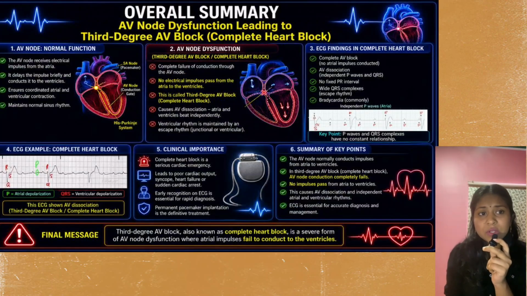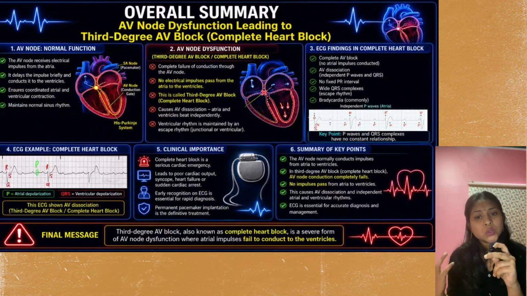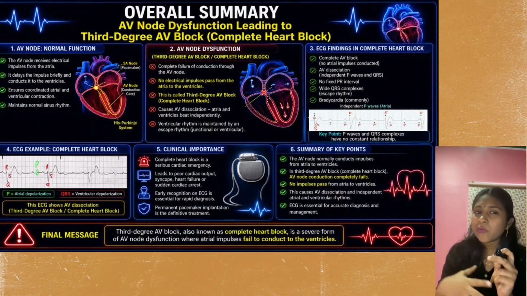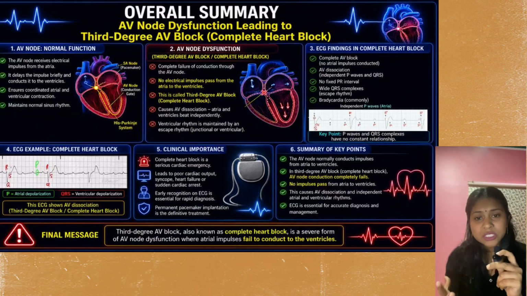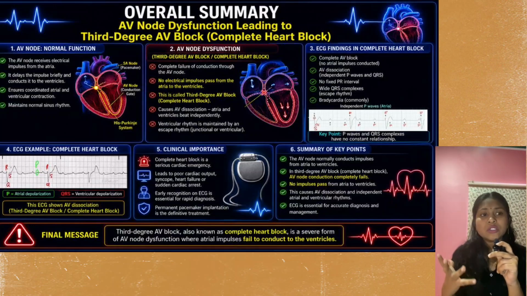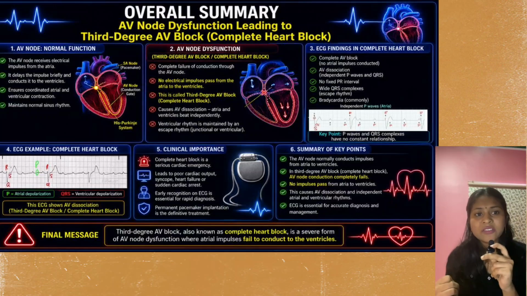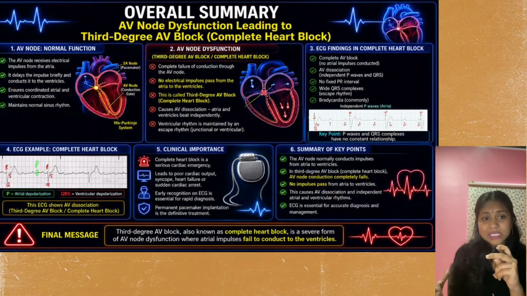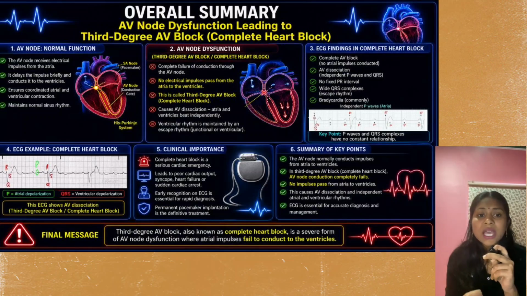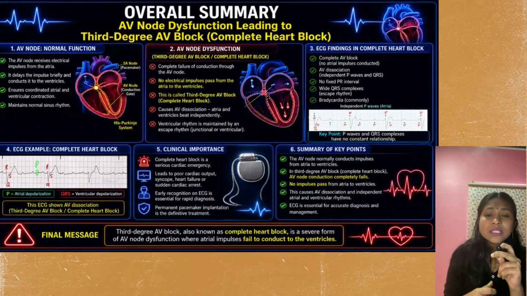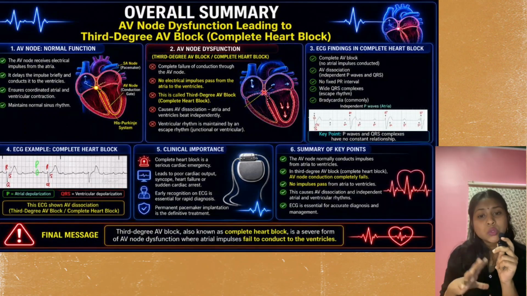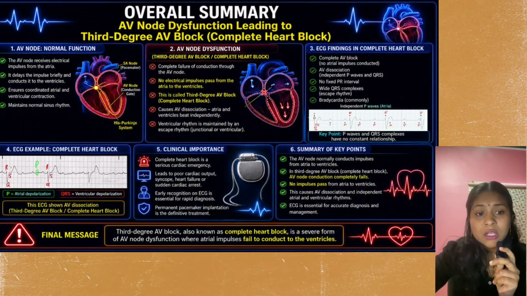In summary, the AV node plays an important role in transmitting electrical impulses from the atria to the ventricles. Both ECGs demonstrate complete heart block with AV dissociation and independent atrial and ventricular activity. The characteristics of the ECG are AV dissociation, severe bradycardia, independent P waves and QRS complexes, and absence of a fixed PR interval. Early ECG recognition and pacemaker implantation are important to prevent life-threatening complications.